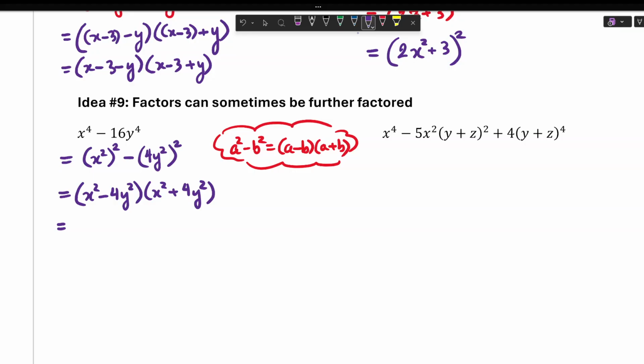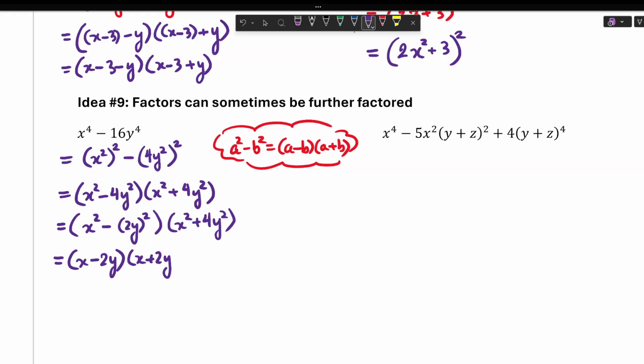Now, we're not done yet because you'll notice this one can still be factored. That's still a difference of squares. To make that more obvious, let's write that as x squared minus 2y squared. The other factor is a sum of squares, and usually that is not factorable, so we're going to leave it as it is. Okay, so finally we're going to have x minus 2y, x plus 2y from the first difference of squares. And then we're going to write this sum of squares as it is, and that's our final factorization.